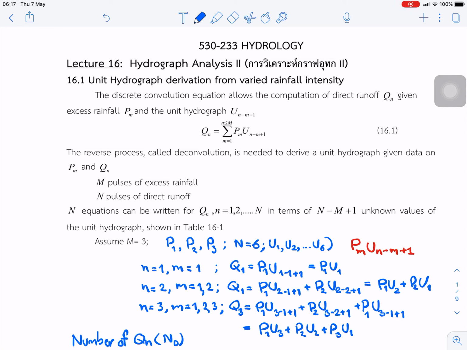Hydrograph analysis part 2. From the previous part, we can derive the unit hydrographs using constant rainfall intensity. But for this part, if the rainfall intensity varies, we can also derive the unit hydrograph from the various rainfall intensities using the discrete convolution equation, which allows the computation of the direct runoff hydrograph Qn from the excess rainfall Pn and the unit hydrograph U, based on this equation.